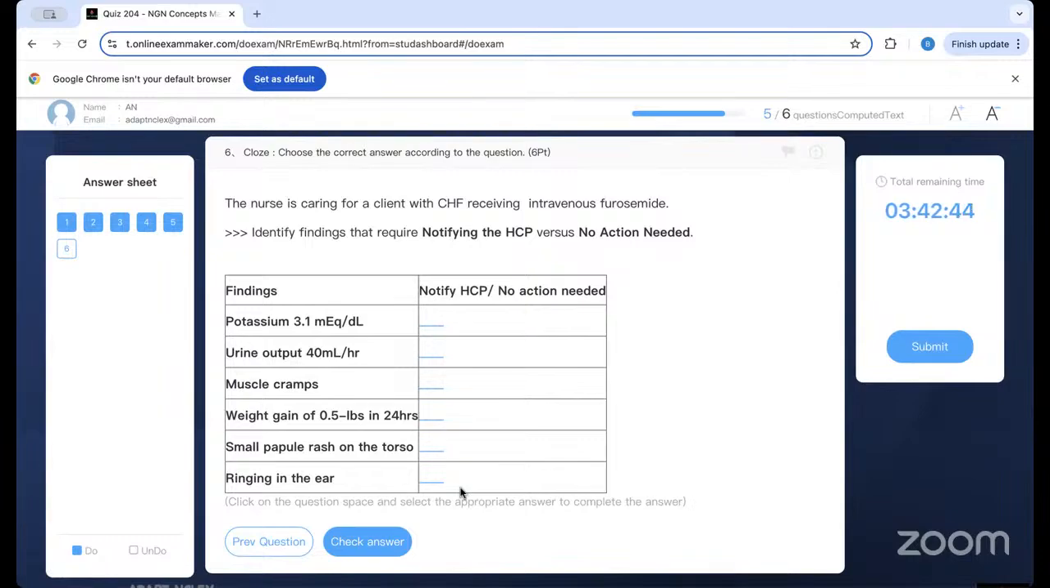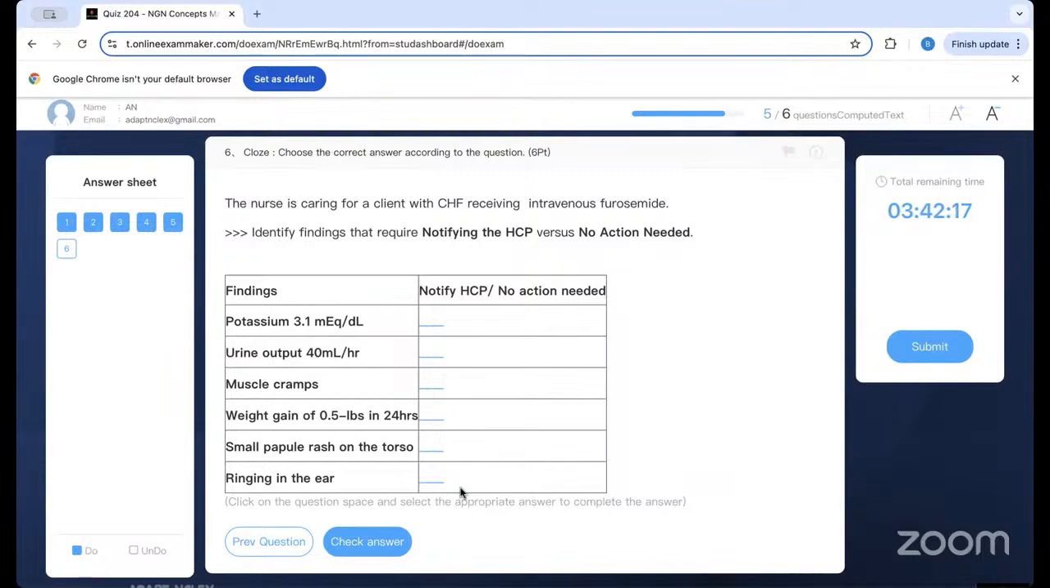Potassium 3.1. Should you ignore it? Urine output of 40 ml every hour. I have muscle cramps. I have weight gain of 0.5 pound in 24 hours. I have a small purple rash on the torso. And I have ringing in the ear. You see what I've done? I've given you signs and symptoms of furosemide, and they put it in a table form.